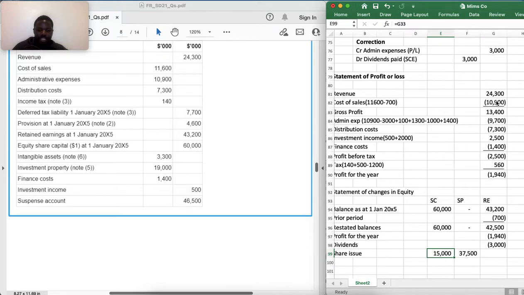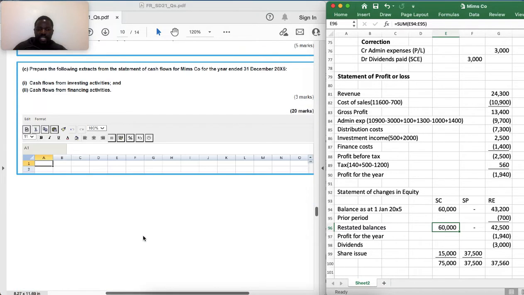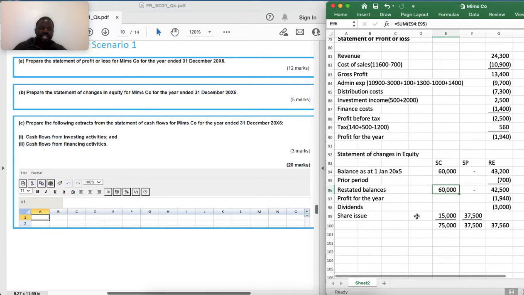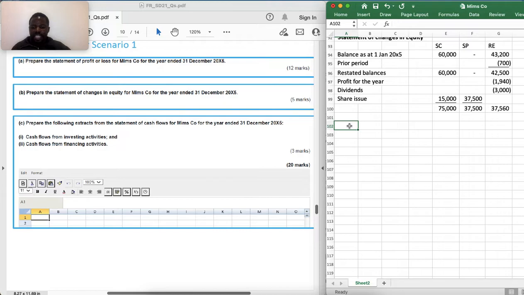Then at this point, we can sum up. So we sum up from here, from restated balances. We get that figure. We can copy it across this side. So this is what was expected of us to get 5 marks. Then how easy it was. Then now let's also do the cash flow extracts. So I'll just abbreviate extracts here.